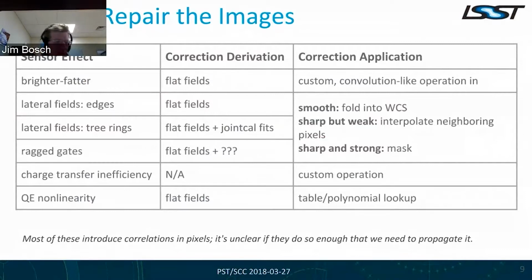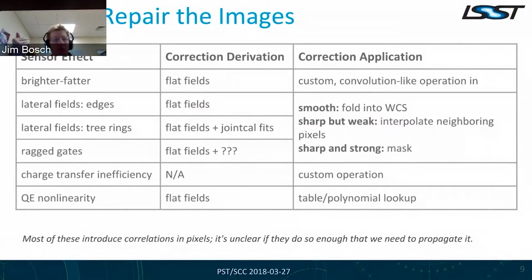There are sorts of charge transfer inefficiency-like problems. There's plenty of literature on charge transfer efficiency, although it would be different for our case than it is for, say, the CTE problems in Hubble. But that's definitely out of scope for this talk. And then there's, of course, the regular QE non-linearity. You can derive a correction for this from flat fields, and then you can just fix it in the images with some sort of table or polynomial lookup.